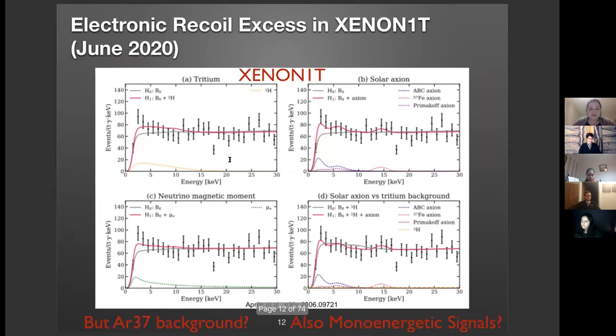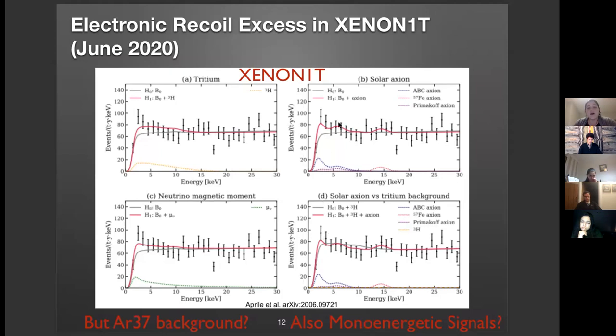This summer, there was new excitement from the XENON1T experiment in June, where not in their nuclear recoils, but in those electronic recoils, they saw a rise in events. And it could match. So their gray is what they would have expected to see. Their black dots are their data. And they could fit different interesting physics models to see how well it matches.